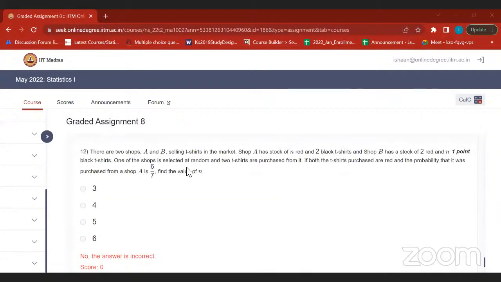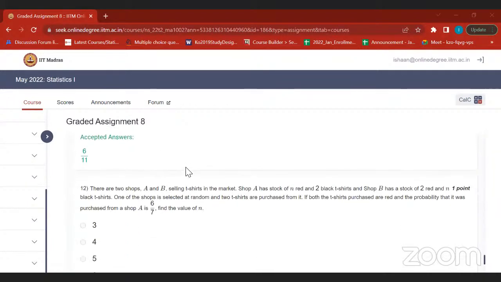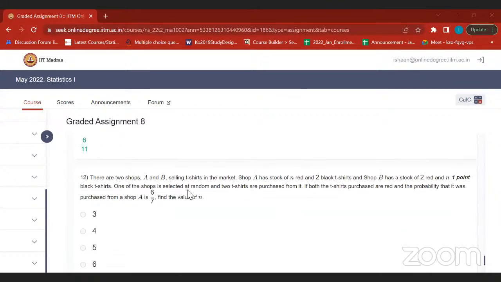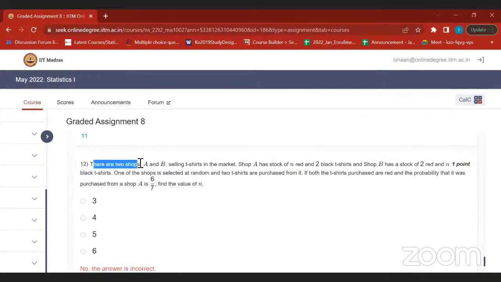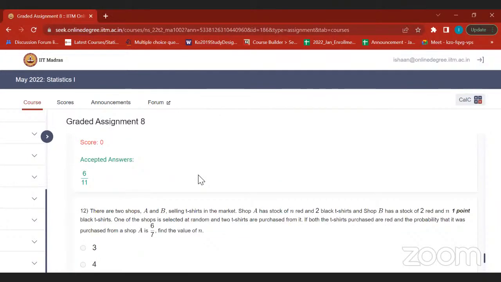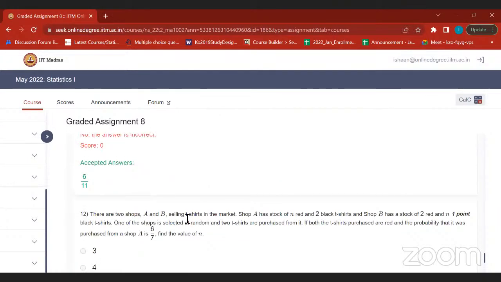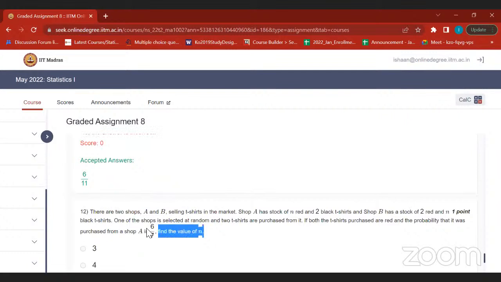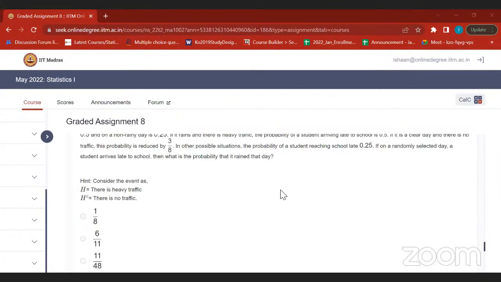Is the 12th one clear? After that, we will move to the 11th one. The 11th one is a long one. We will do it last. Is the 12th one clear? Okay. Yes, everyone? Or any doubt in the 12th one? Yeah, let's do the 11th one now.